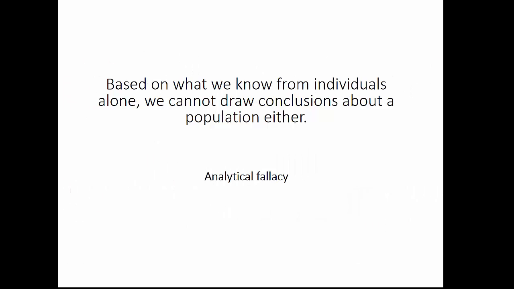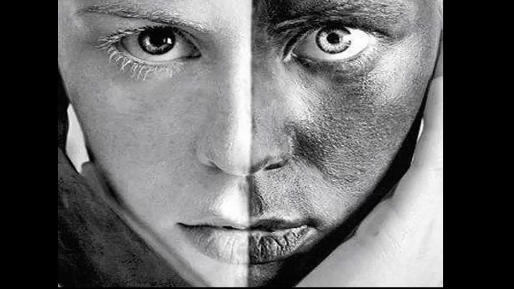However, as a last point, remember this ecological fallacy. We'll come back to that next week. I think it also works the other way around: by knowing something about individuals, we cannot necessarily draw conclusions about the population. That is really challenging, because often we only see individuals, or only the population level, and we need to be aware of these different layers. That's what I call the analytical fallacy: based on what we know from individuals alone, we cannot draw conclusions about a population either. And that's something this course tries to tackle.